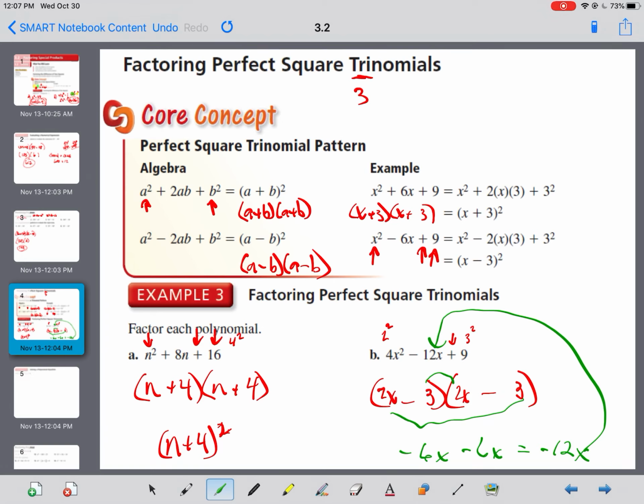Okay. It's just seeing that pattern. If you don't see the pattern, then just ask your question. Factors of 9 that add to negative 6. Factors of 16 that add to 8. Factors of 9 that add to negative 12. Well, of course, you had to slide and divide that because it didn't have a greatest common factor, and you have that 4 in front. So just make sure you do that slide and divide.